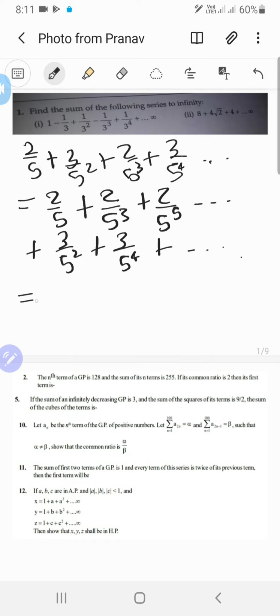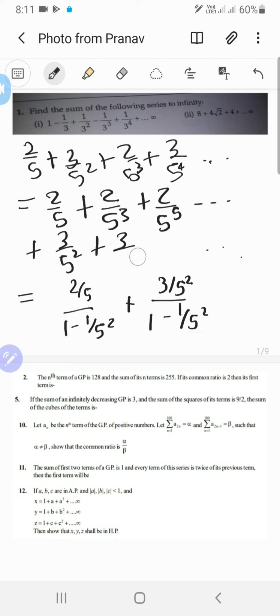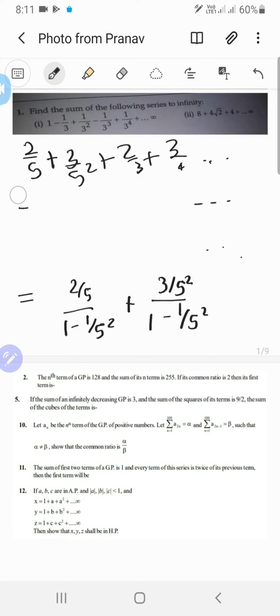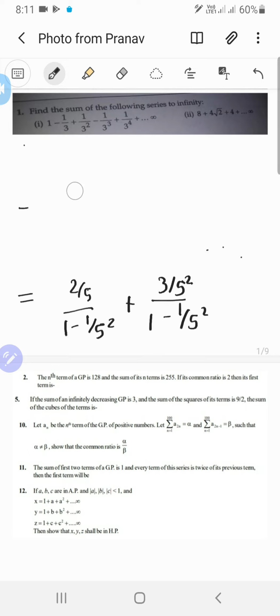So this can be written as a upon 1 minus r, which is going to be 2 by 5 upon 1 minus 1 by 5 squared, plus 3 by 5 squared upon 1 minus 1 upon 5 squared. All right, so that can be further written as, let me erase some stuff.